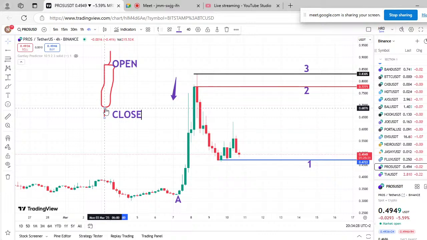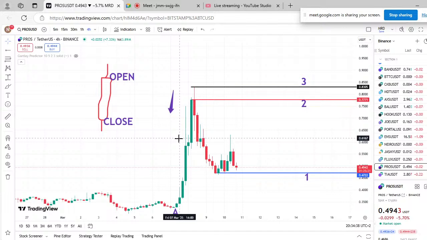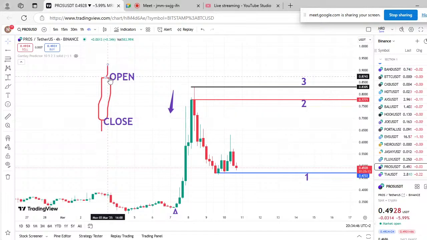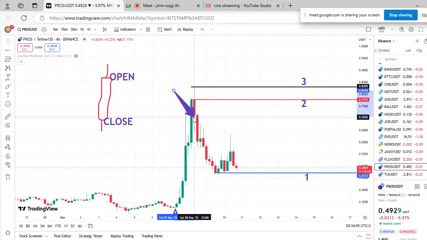That is its close. But the green candle is vice versa. The green candle will open at the bottom, which is down here. Then it will close at the top, which is up here. So it is vice versa. Therefore, when we consider the highest point, it was for the red one, whereby the red one closed at this point down here, and this was its open.